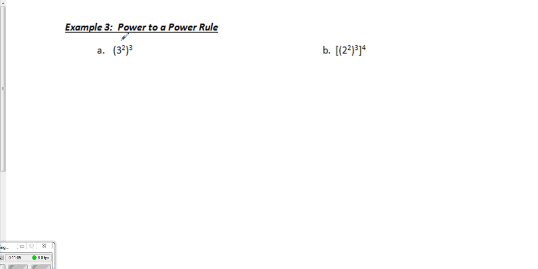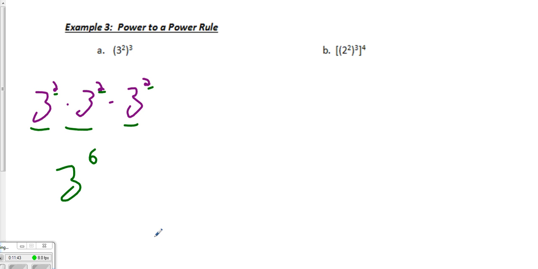All right, now we're looking at power to a power rule. So we have 3 squared, and there are 3 of them. That whole thing is cubed. One way you can think of this is it's 3 squared times 3 squared times 3 squared. There are 3 of them, 1 here, 2 here, 3 here, because we have this cubed on the outside. So if we're thinking of things as power times a power, well then 2 plus 2 plus 2 equals 6. So we can say 3 to the 6th power.